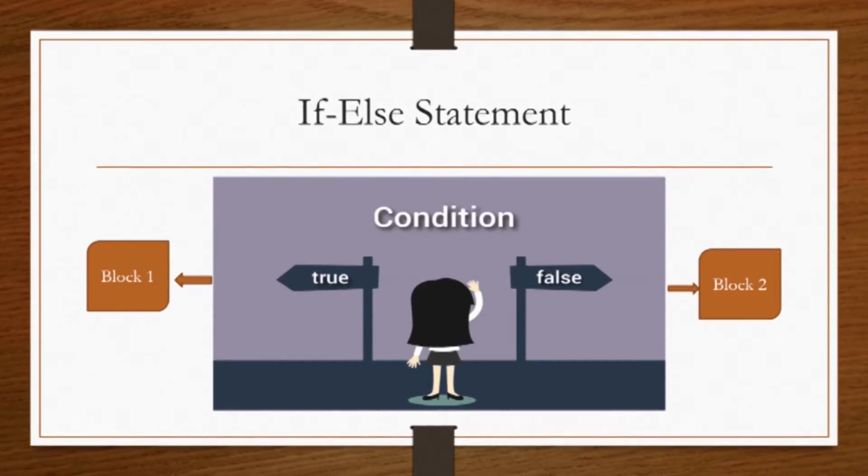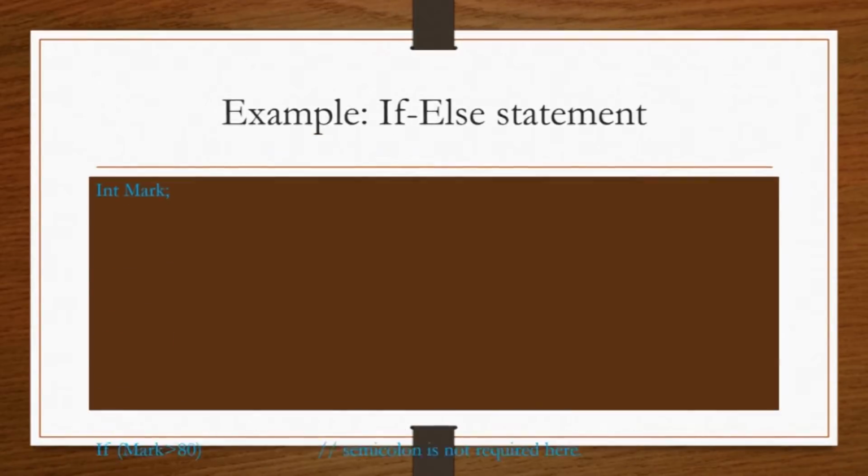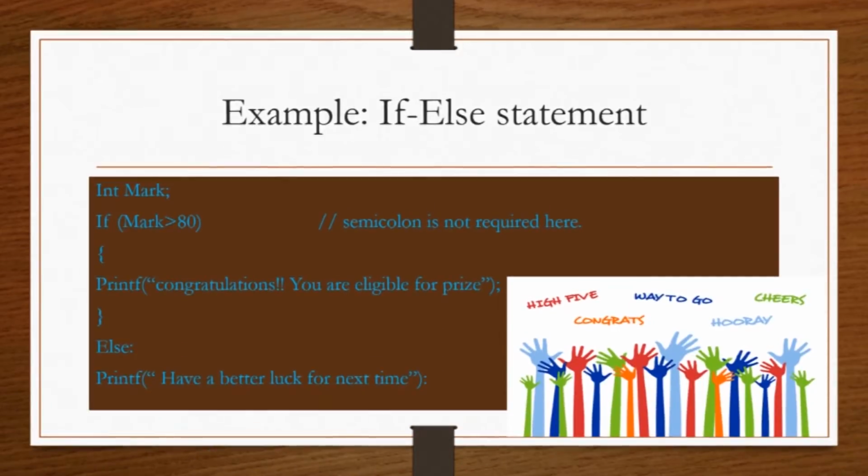So, if we want to use the if-else statement for the prize distribution problem, our program will become like that. In this, we have to take a variable marks that contains marks of students, and the condition will be: if marks are greater than 80, then print you are eligible for prize. If the condition is false, then print a message, have better luck next time.